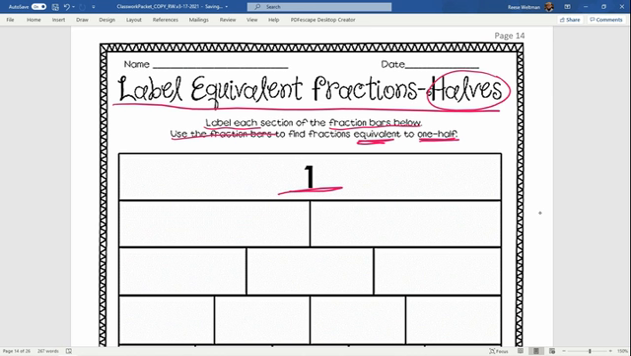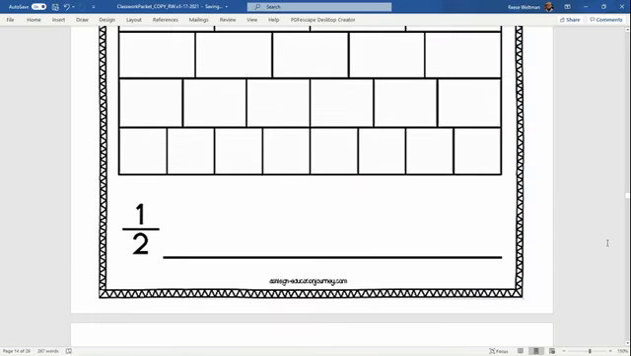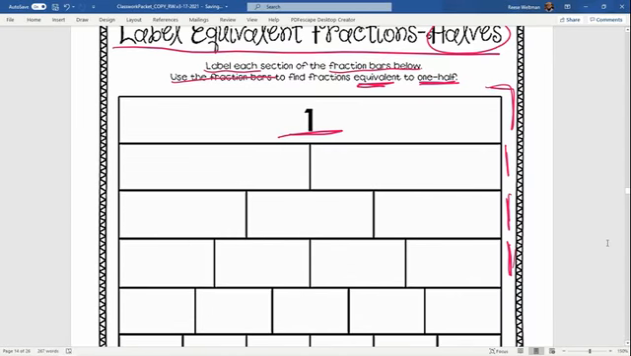One is at the top. That's our whole. But remember, guys, check this out. Every single fraction bar here, they're all the same length, correct? Say it one more time, Heston. That's exactly right. They're just cut up differently. And that's what makes it into fractions.